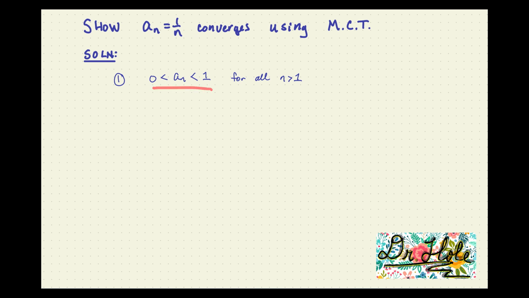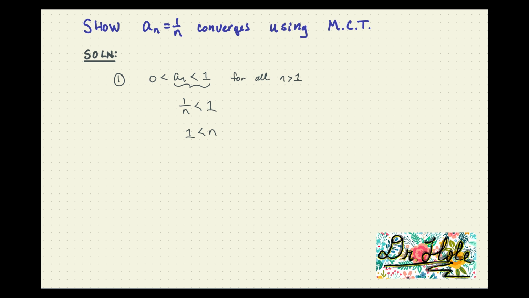We can write down the statement a_n is trapped between 0 and 1, and that seems pretty obvious. Writing it out, we can see that on the lower side, 1 over n is a positive quantity. We can strengthen that by showing that this is equivalent to 0 being less than 1. Pretty good.